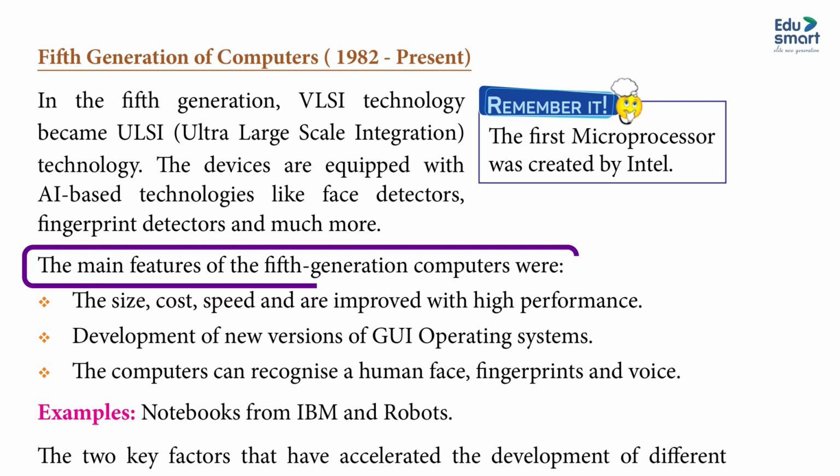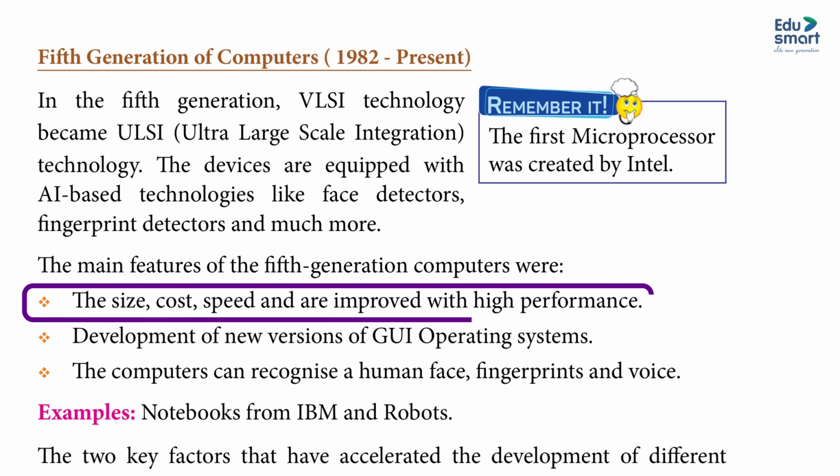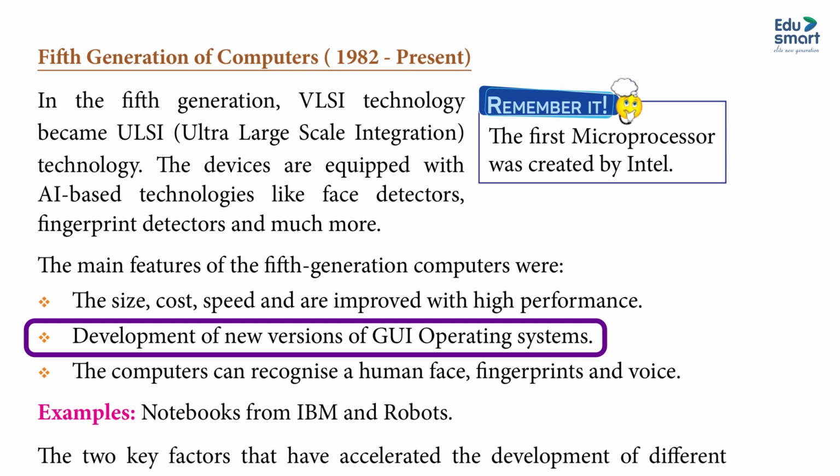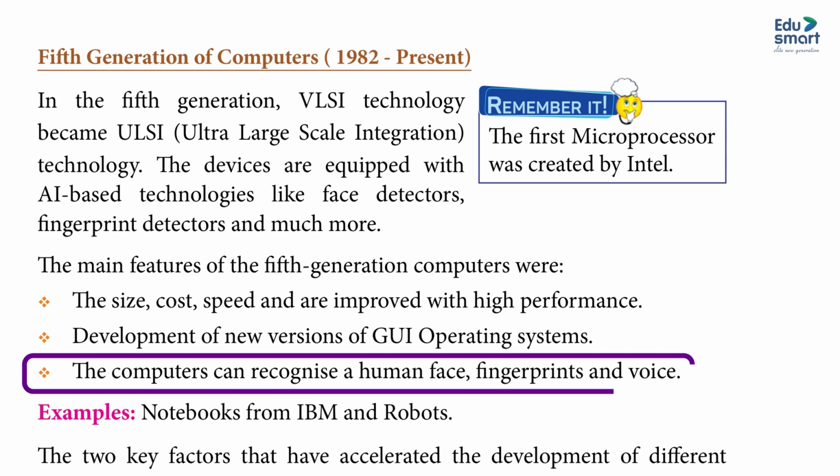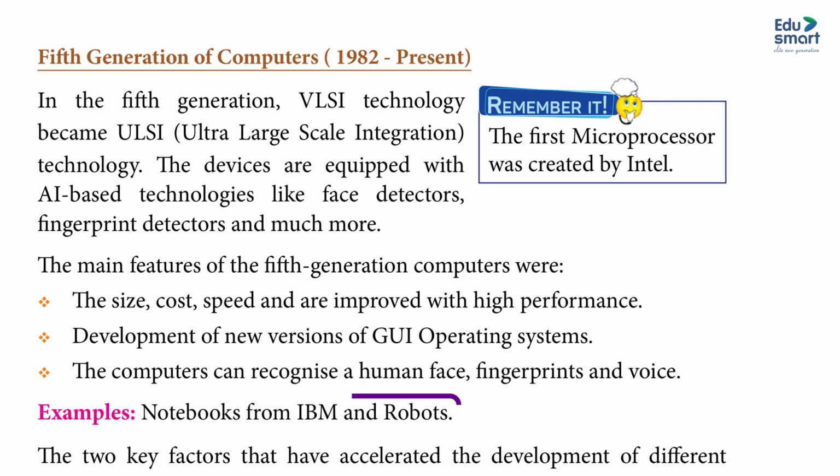The main features of the fifth generation computers were: the size, cost, and speed are improved with high performance. Development of new versions of GUI operating system. The computers can recognize a human face, fingerprints, and voice.